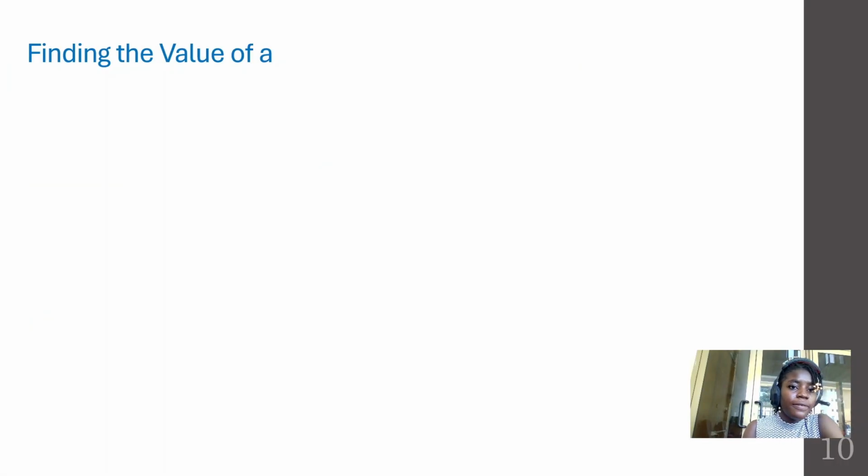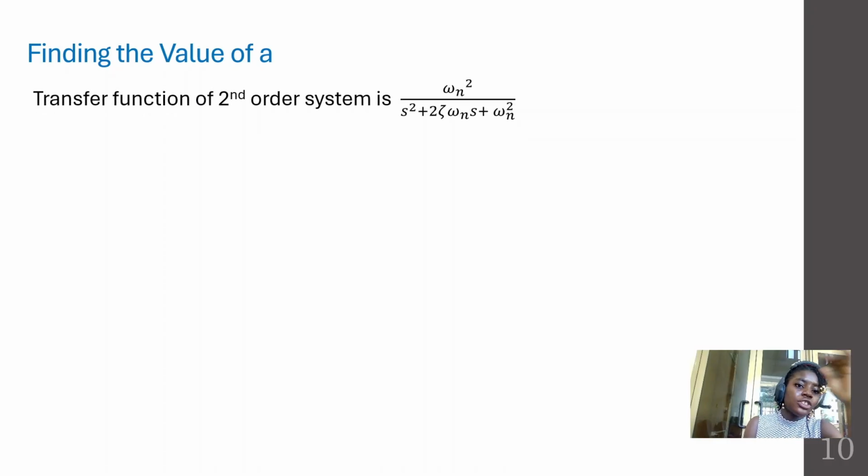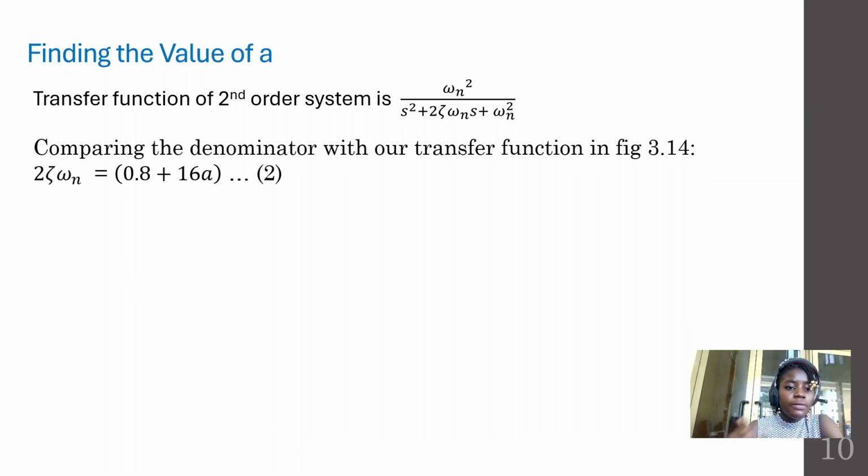So right now we are to find the value of A. The transfer function of the second order is omega n squared over s squared plus 2 zeta omega n s plus omega n squared. This is our transfer function of a second order system formula. So to find A, we would compare the denominator with our transfer function in figure 3.1, as my colleague said.